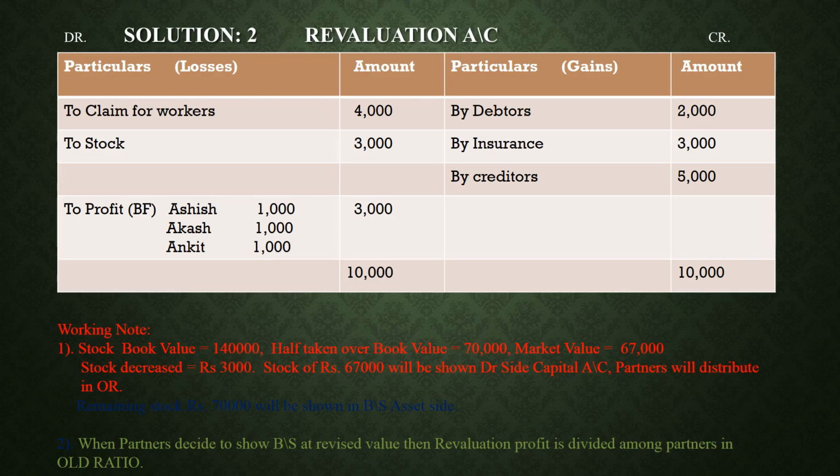The result of this ledger account, credit side total is 10,000 and debit side total is 7,000. Therefore, there is a profit of 3,000 rupees, which will be distributed among all the partners in old ratio, because it is clearly given in the question that partners decided to prepare revised balance sheet.